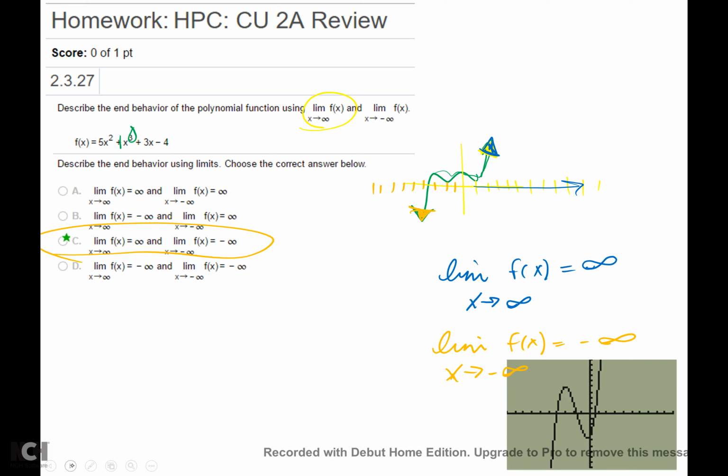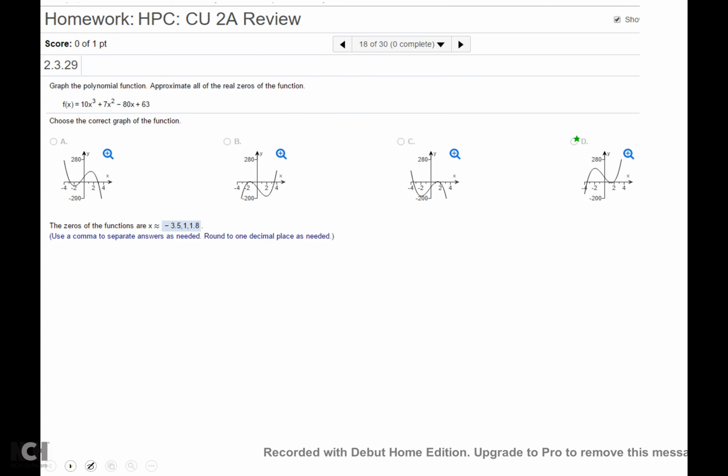Alright, so there's the actual graph. It says graph the polynomial function and approximate all of the real zeros of the function. It's a 3rd degree function, which means the tails have to point in opposite directions. They all do, so I can't eliminate any there. I know that the second tail has to point up because my leading coefficient is positive, so that one's out, and that one's out. So now it's down to those two.